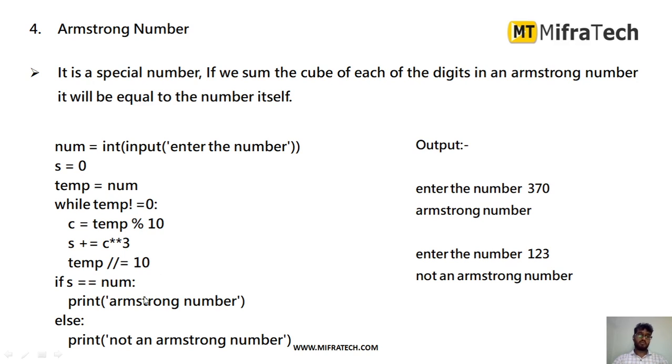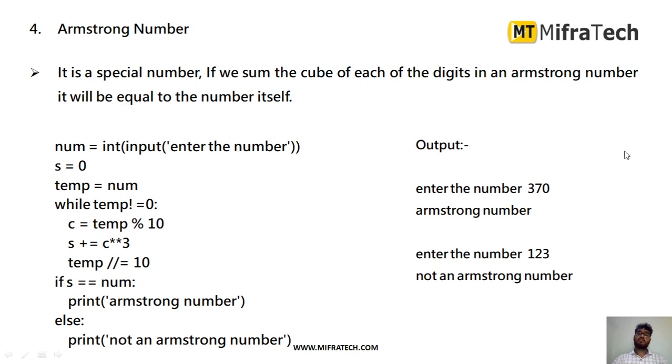Then it will come out of the loop. After coming out of the loop, it will check whether the sum I got in this function is equal to the number which I initially took from the user. If both are matching, it is an Armstrong number, or else it is not an Armstrong number.